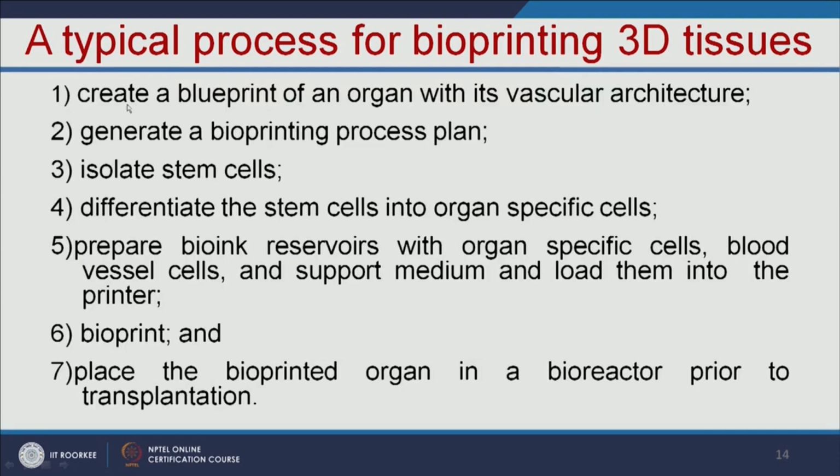As I told you earlier, the first step is creating a blueprint of an organ with its vascular architecture, the second step is generating a bioprinting process plan, the third is isolating the stem cells or suitable cells, and the fourth step is differentiating the stem cells into organ specific cells. If you want to make the heart or liver, accordingly you have to differentiate the stem cells into organ specific cells. The fifth step is preparing the bio ink reservoirs with organ specific cells, blood vessels and support medium, and loading them into the printer. Then you print the complete organ, and place the bioprinted organ in a bioreactor prior to transplantation. So, these are the various steps in the bioprinting of 3D tissues or organs.